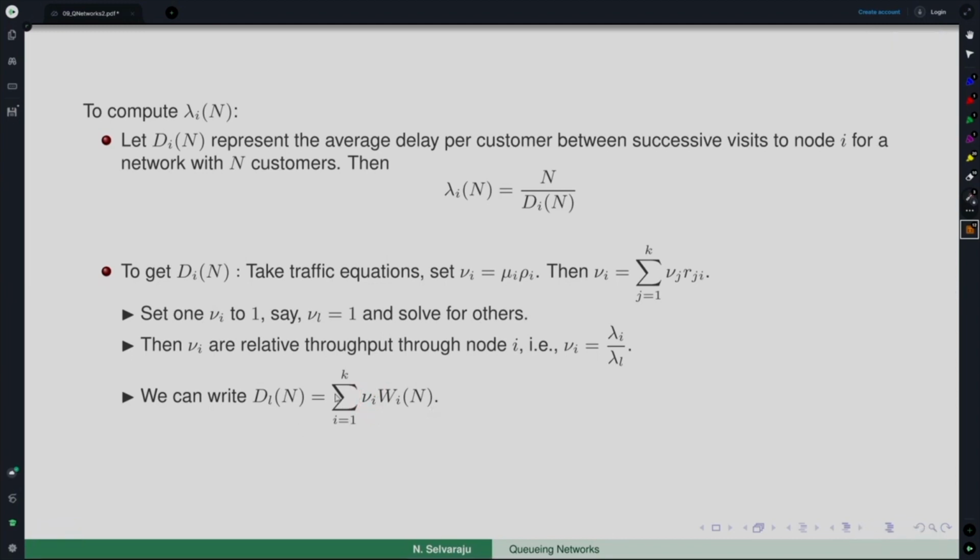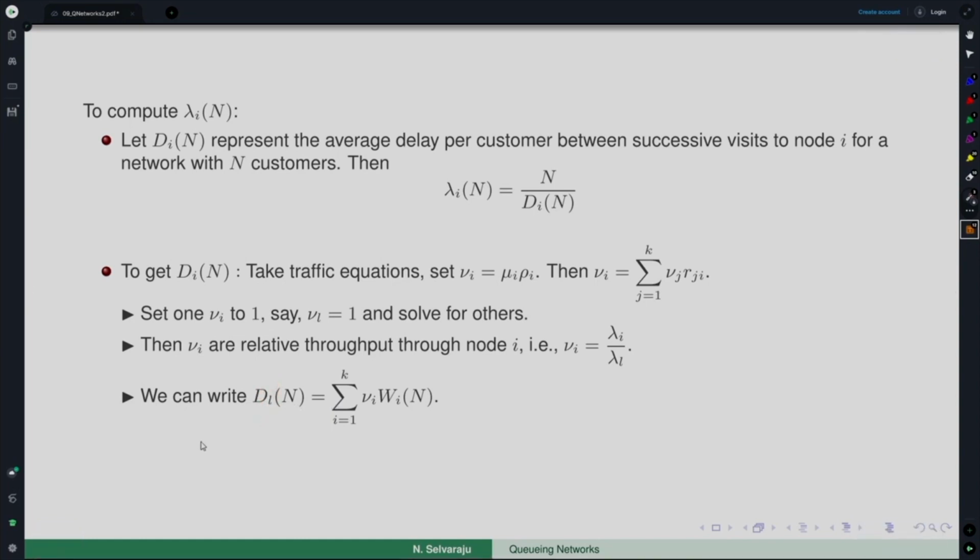Okay. So, basically this is the expression that you need to keep in mind. This is the weighted average of the average delays at each node, weighted by the relative throughputs, which is basically this nu I here. Or equivalently, you can think of this as weighted by the expected number of visits to each node prior to returning to the normalized node, which is L here.